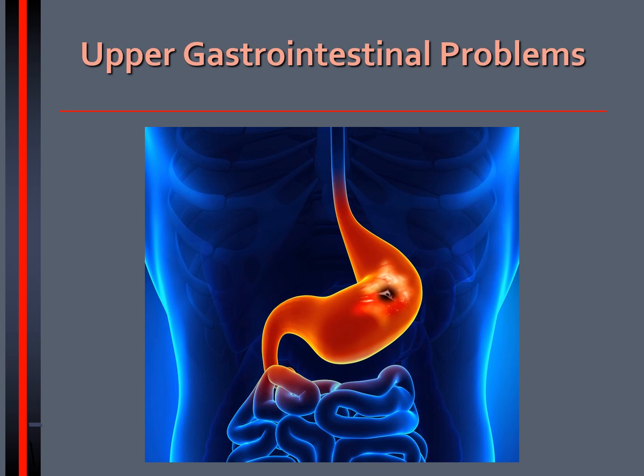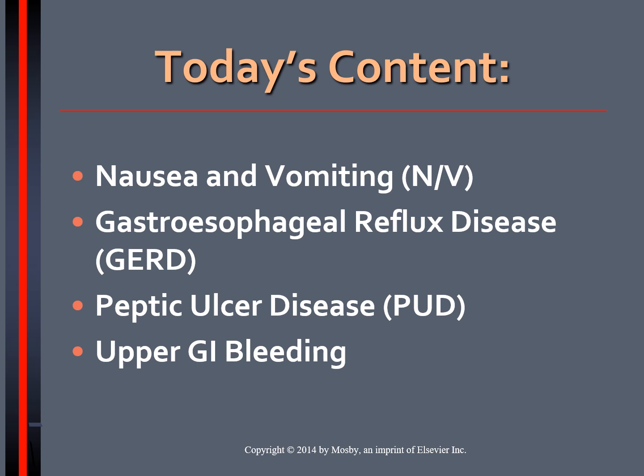Welcome to the lecture on upper gastrointestinal problems. So today we're going to talk about 4 different sections that are part of your book. Make sure not to read extra, look at your page numbers, but you should be focused on nausea and vomiting, gastroesophageal reflux disease, also known as GERD, peptic ulcer disease, also known as PUD, and upper GI bleed.